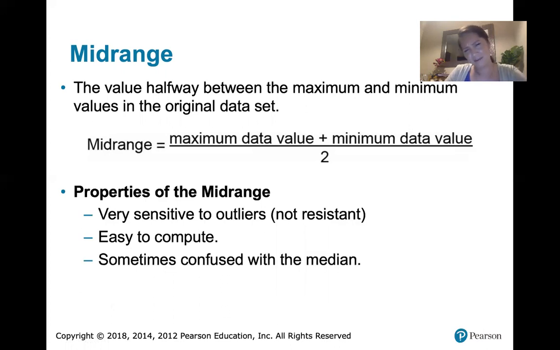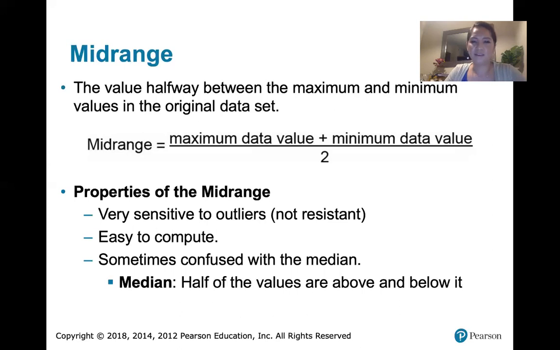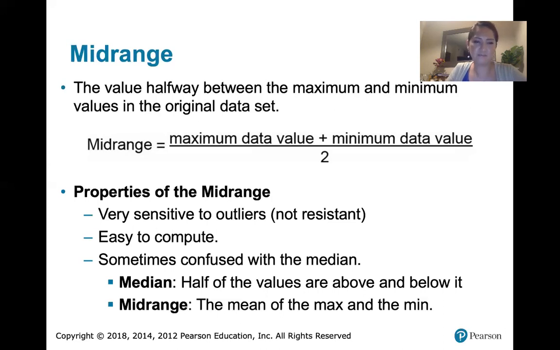You should be careful about this last one. Sometimes people will confuse the midrange and the median. Sometimes people will say that the midrange is what the median is. So let's just distinguish between the two of those. With the median, that's the value that splits the top half from the bottom half. So half of the data values are below the median and half of the data values are above the median. The midrange is the mean of the maximum and the minimum value.